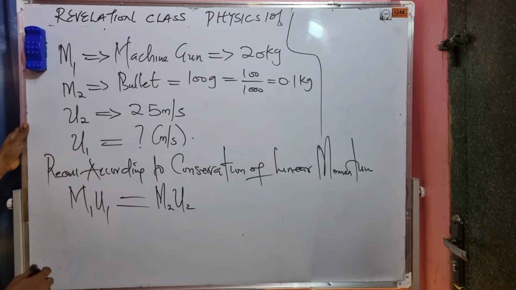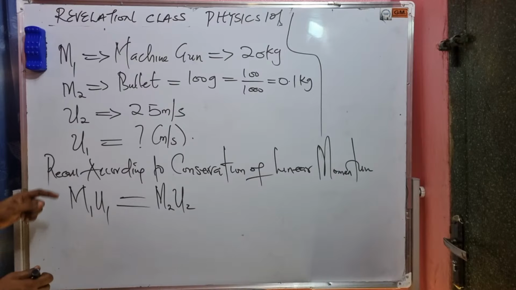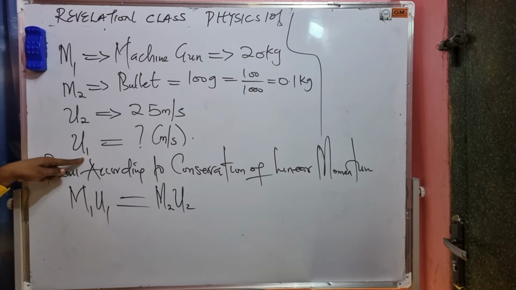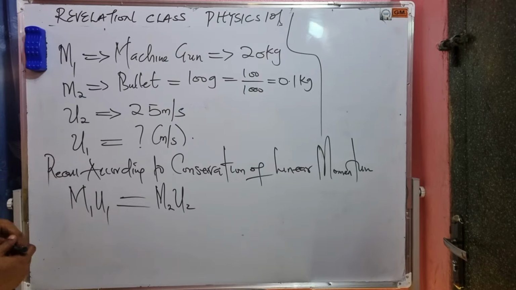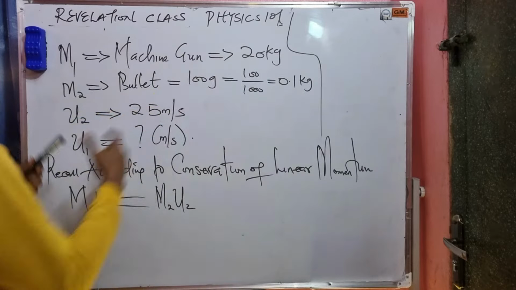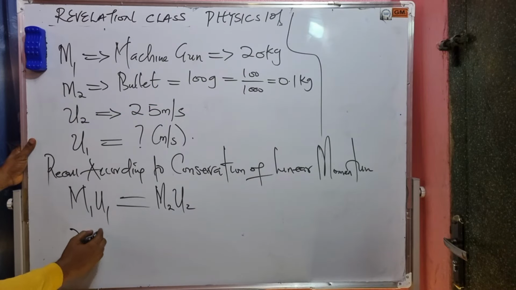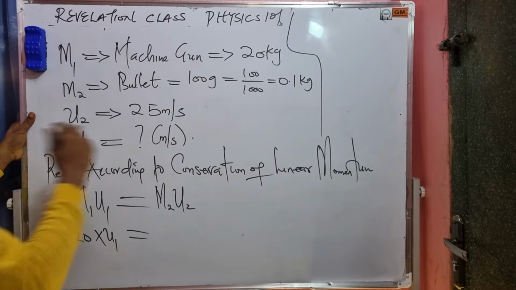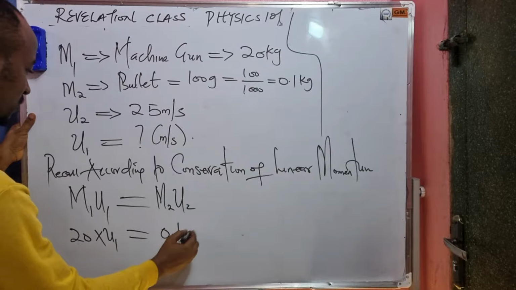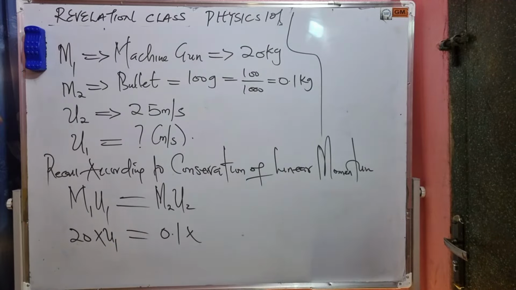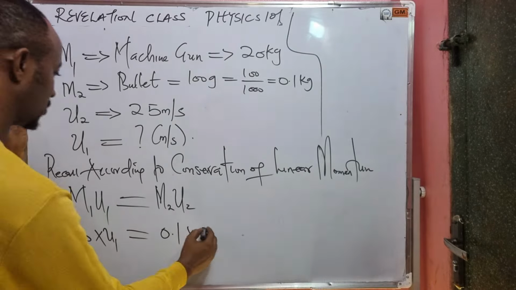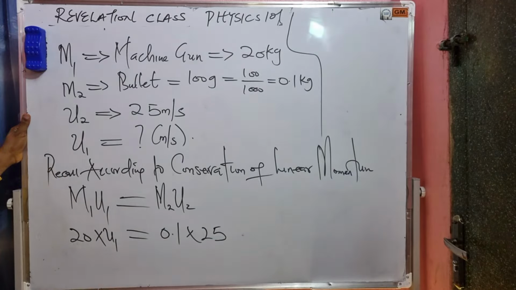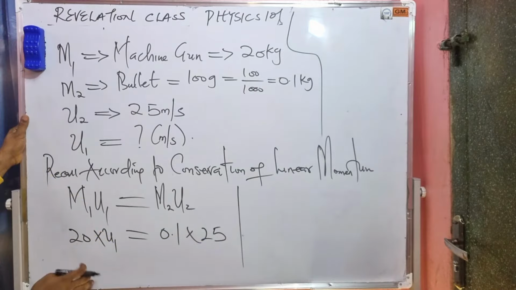Mass of the gun, we have to find the recoil speed of the bullet, right? We are given the machine gun, the mass is 20. So you have 20 times U1 equals M2, which we are told is 0.1, times U2, which is 25. Okay, now let's see what we have here.